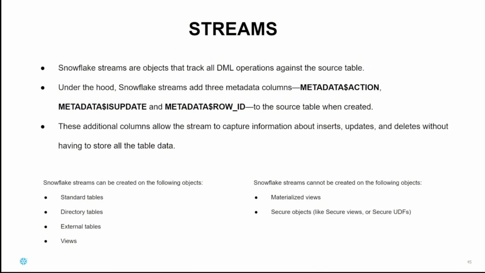A Snowflake stream can be created on the following objects: you can create a stream on top of a standard table, a directory table, or an external table. You can even create a stream on top of views also. Some of the objects in Snowflake on which you cannot create streams are materialized views or any secure objects, such as secure views or secure user defined functions. On those you cannot create any streams.